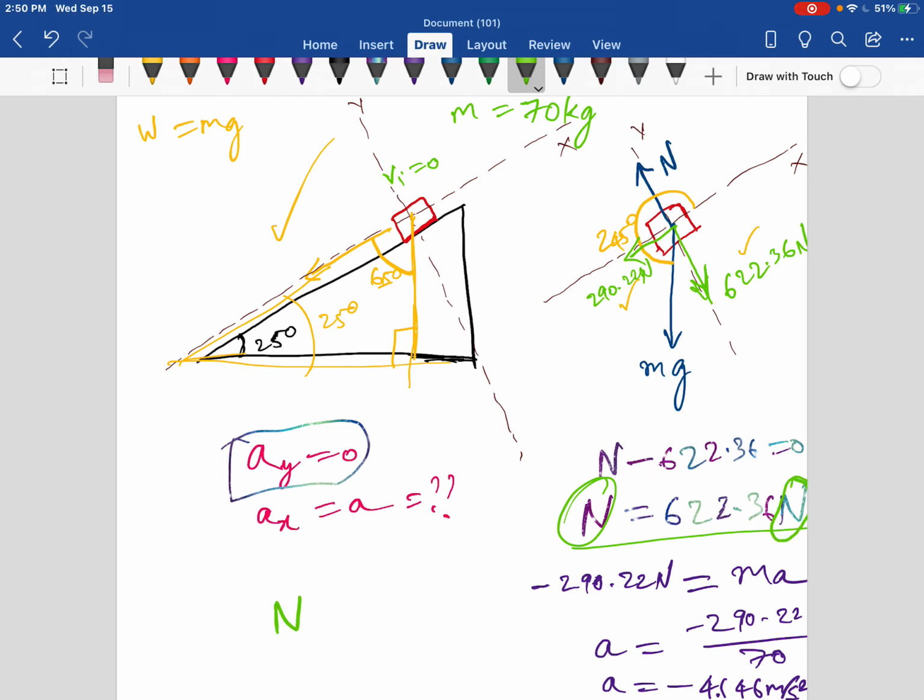We also use the same symbol N for newtons as well. That's the unit, right? This is actually equal to kg meter per second squared. Remember? This is a unit. We use N for the unit, and we use N for the symbol for normal force as well. So don't think that you're multiplying 622 point something with the normal force. This is not multiplication with normal force. This is just the unit.